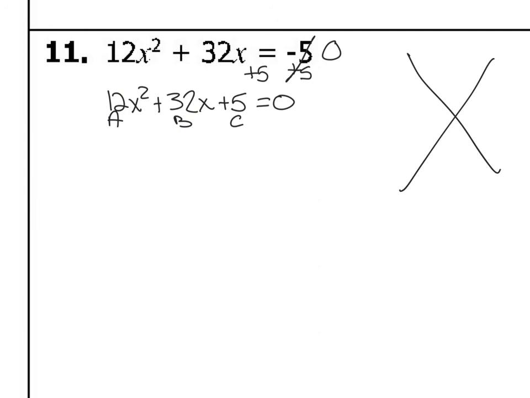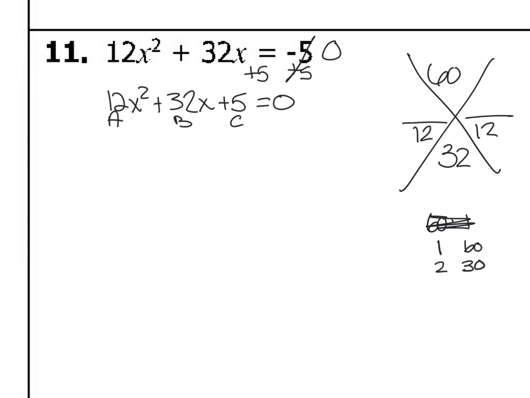On our X, A times C is 60, and then B is 32, and then we're dividing by A, which is 12. So factors of 60. Now, on the EOC, if this problem was on the no calculator part, you would have to think about your factors of 60. So what I do is start off with 1. 1 times 60. 2 will go into 60 30 times.